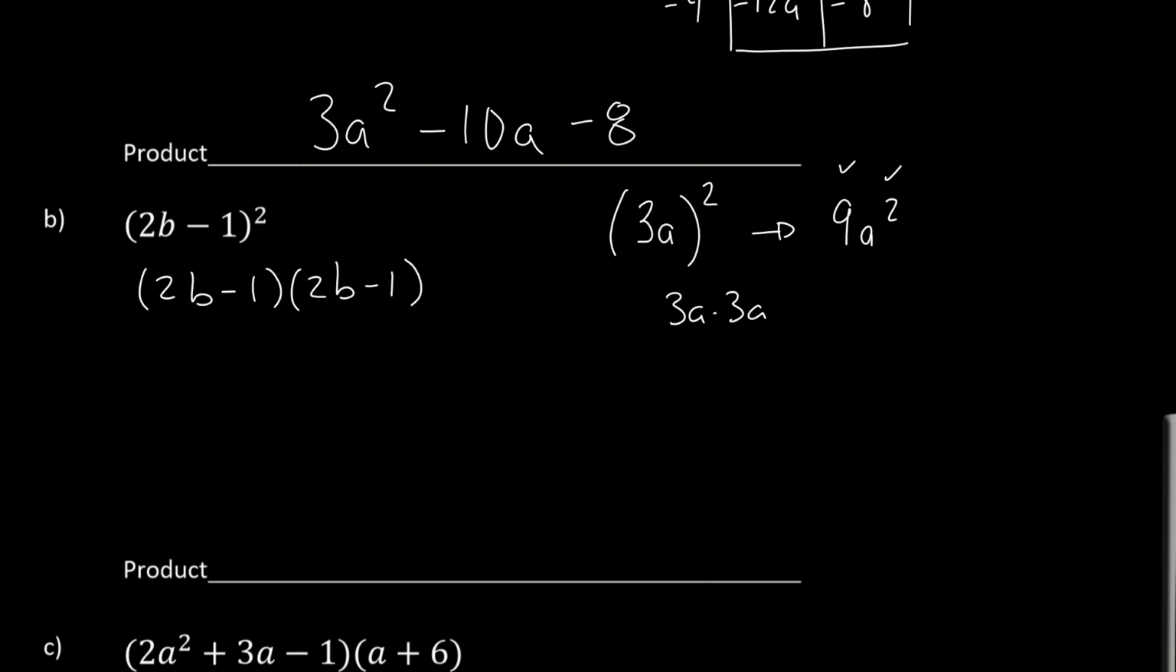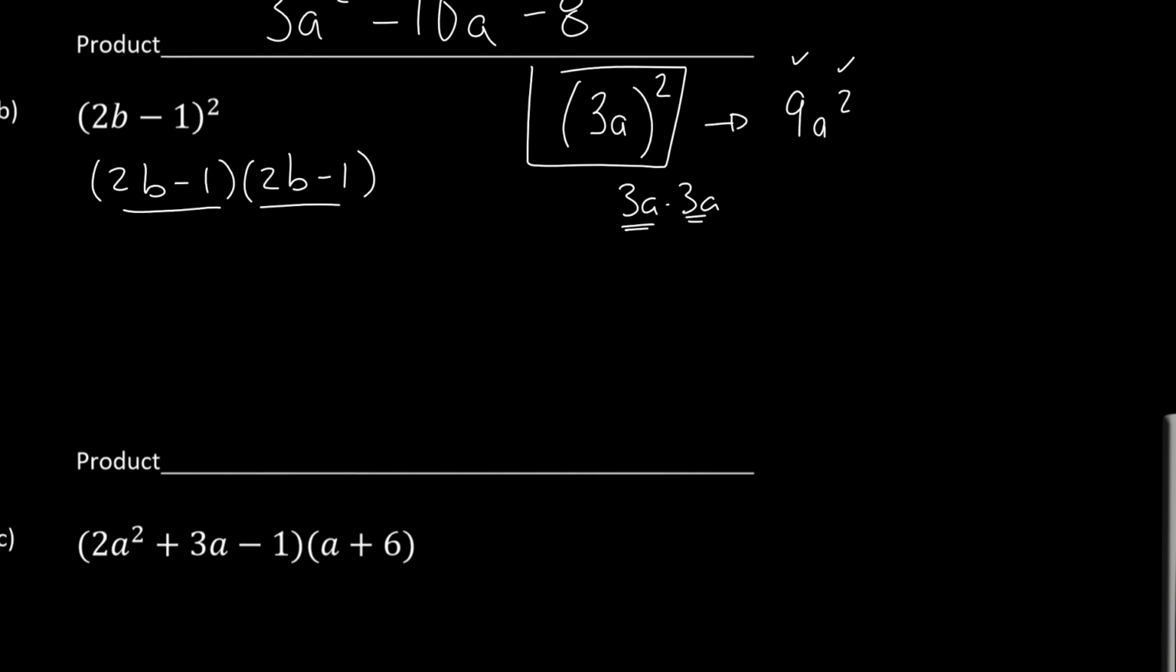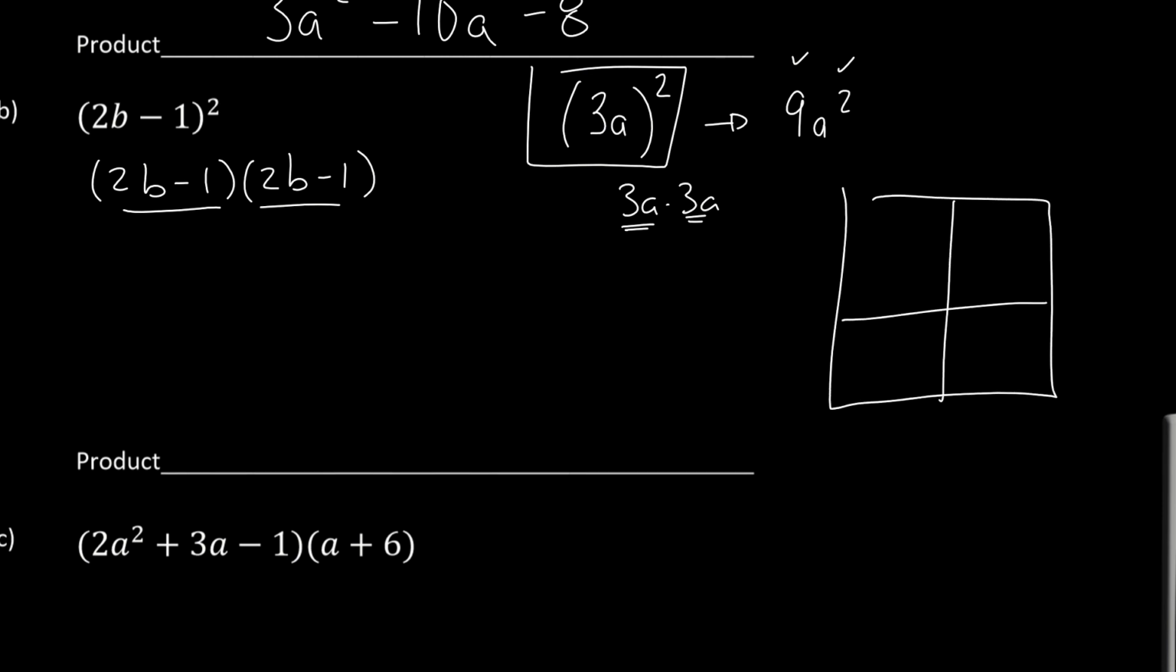If you look right here, if I wanted to square 3a, what did I do? I multiplied 3a times 3a. If I want to square 2b minus 1, I'm multiplying a 2b minus 1 times another 2b minus 1. That's why it might be useful to slow down and just use an area model here. Actually, at this point, you may not need that.